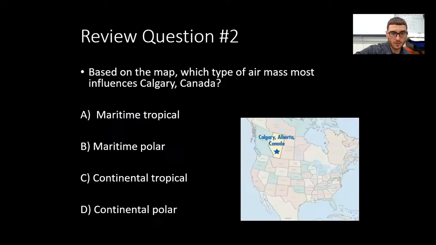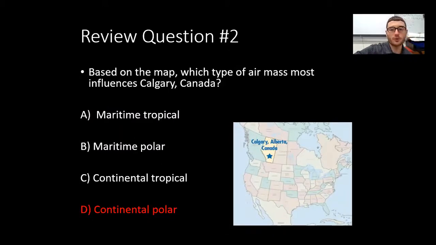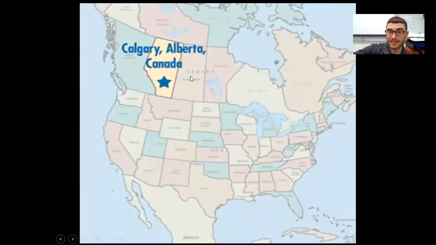It's going to be letter D, continental polar. Why? Surrounded by land, it's continental dry. Closer to the North Pole means it's polar. Equator's all the way down here, right?